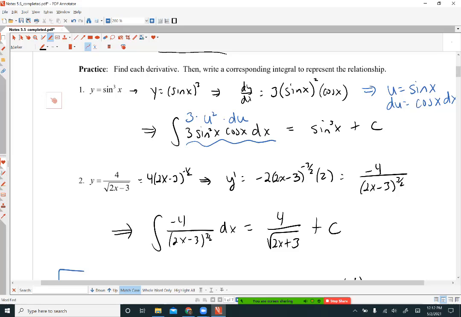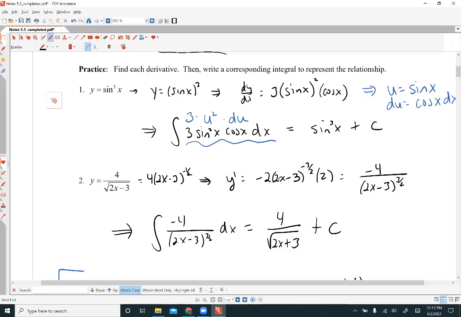So here's another one, which is a common problem. We have the square root in the denominator. Oh, it's not the square root of x. We have a function, we have function composition: the square root of 2x minus 3 in the denominator. So we take the derivative, and what do we get here? We get negative 4 over 2x minus 3 to the 3 halves.